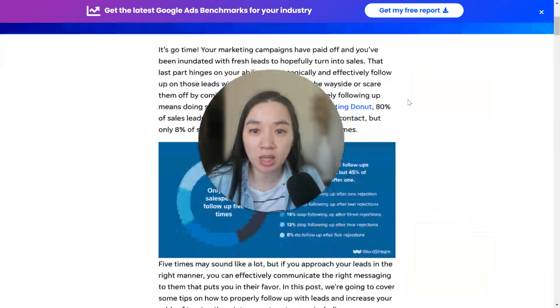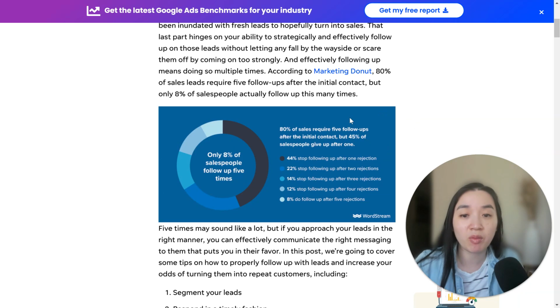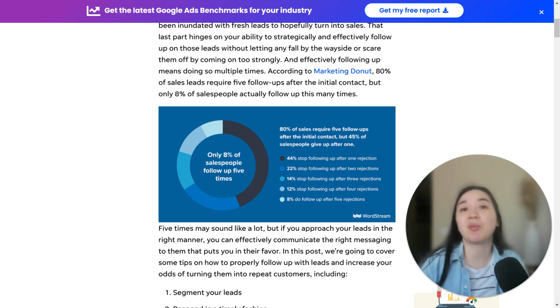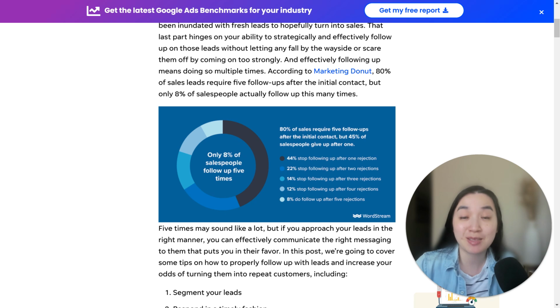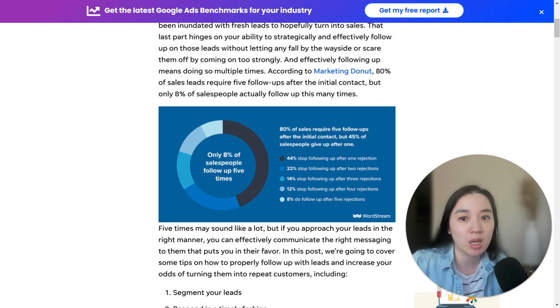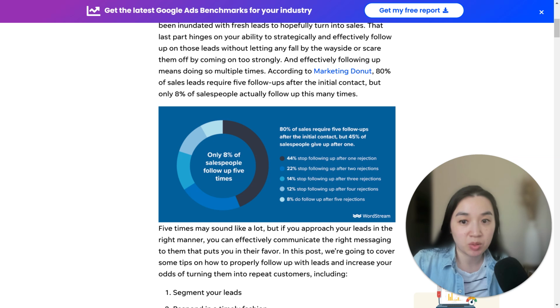Something interesting here is there's a stat from Marketing Donut that says that 80% of sales leads require 5 follow-ups. Let me ask you this. How many times do you typically follow up with a lead before you let it just go by the wayside? Is it 5? If it's not, then there's definitely something that can be done to improve, which is follow up at least 5 times. But only 8% of salespeople actually follow up this many times. So that means 92% of salespeople don't even hit this minimum threshold in order to see any level of success.